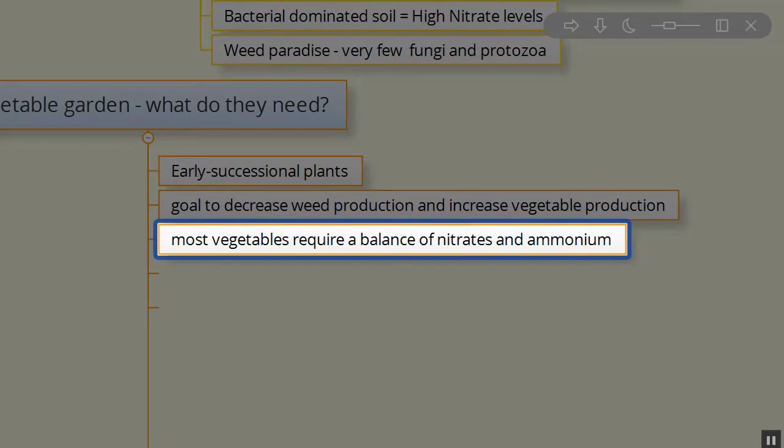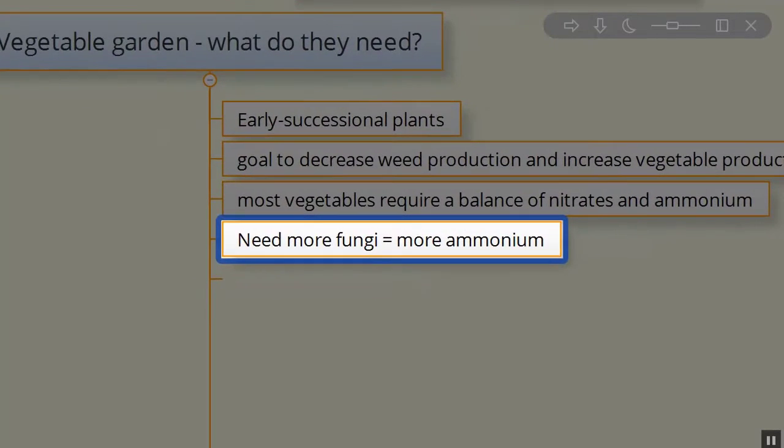Most vegetables require a balance between the nitrates and ammonium levels. Now, when I say a balance, I'm not talking about an equal balance here. I'm talking about there's some ammonium detected in our soluble samples, but the nitrates certainly dominate. So there's many more bacteria relative to the number of fungi present in our early successional plants. But we do need more fungi as opposed to what we see in our weed beds.